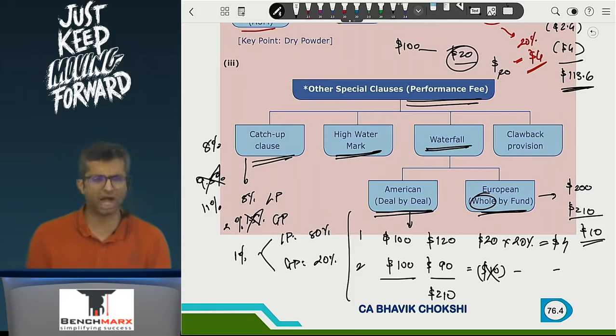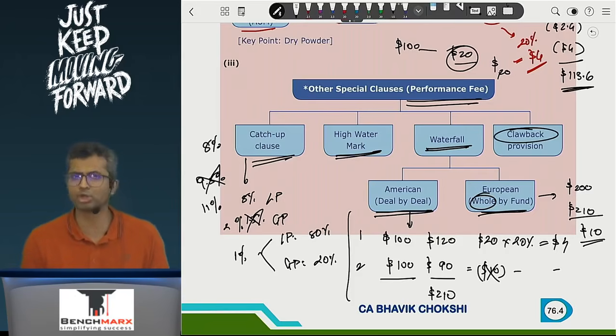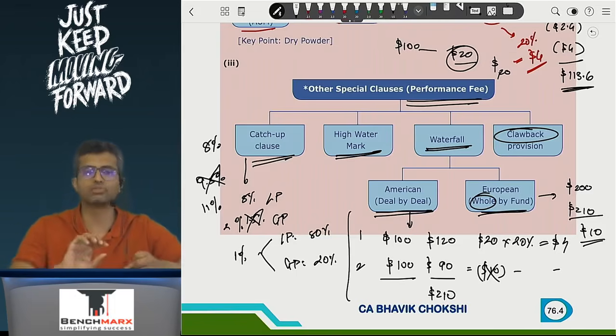But if I want to do the distribution on a deal by deal basis, I can even do that as an American waterfall. However, I can also add what is called a clawback provision. What do you mean by clawback provision? A clawback provision means if there was a profitable deal, I gave some incentive to the general partner. Then if there's a later loss-making deal, then that loss-making deal will eat out, claw back, what was earlier paid.